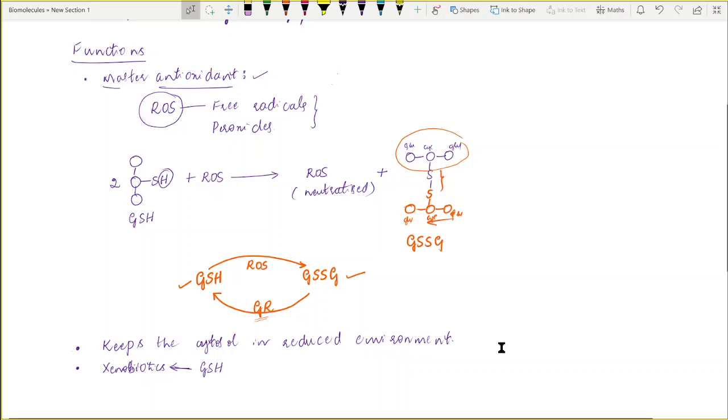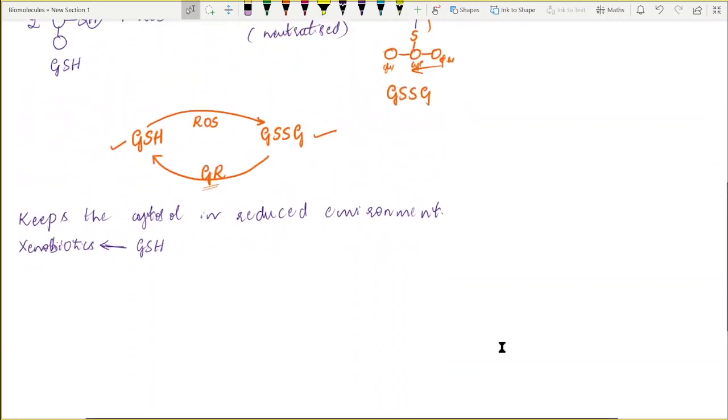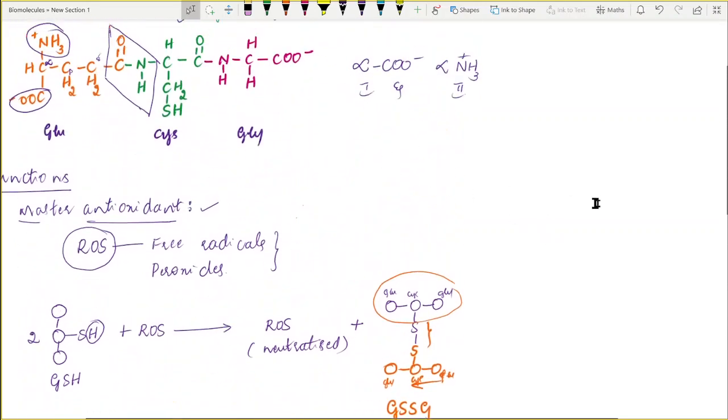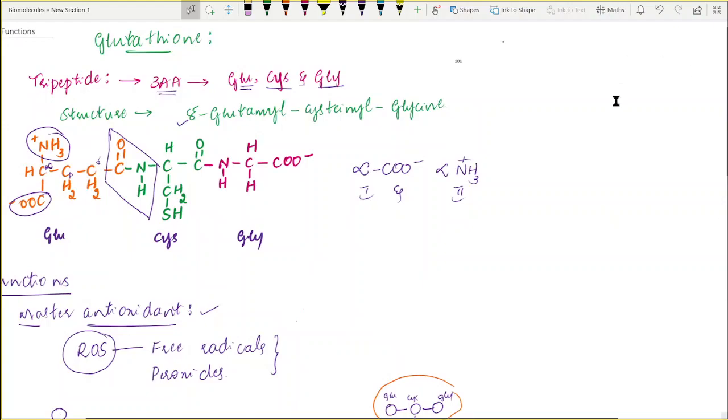The second function of the glutathione is that it keeps the cell cytosol in the reduced environment, and glutathione, when conjugated with the xenobiotics in the liver, makes it easy for them to be eliminated. They become more water soluble and they get eliminated. Students, that's all about the structure and functions of the glutathione.